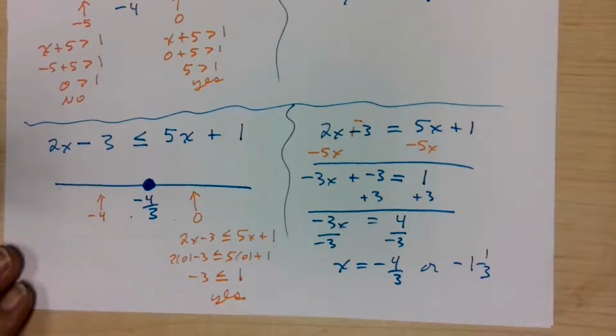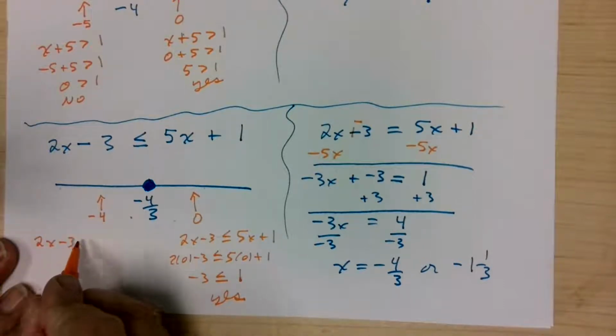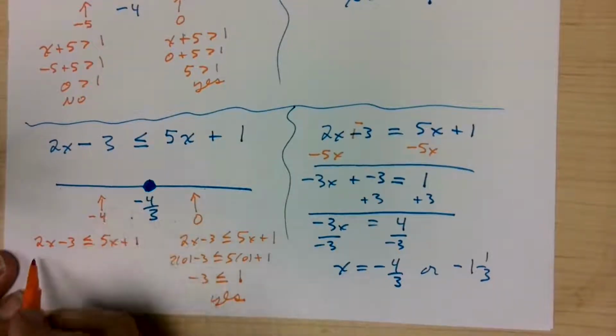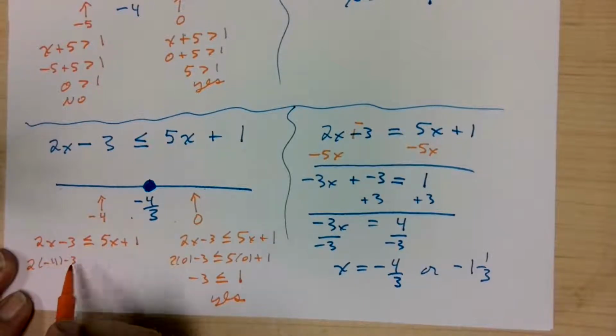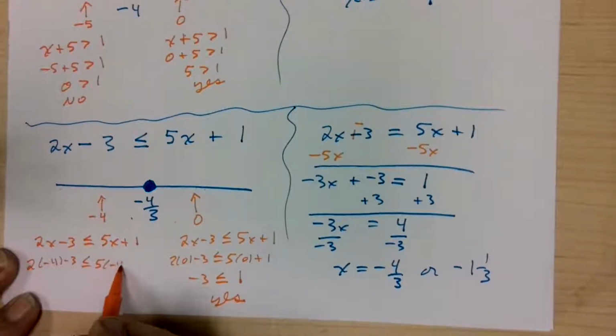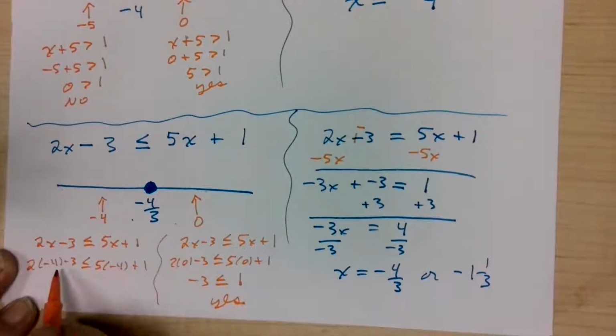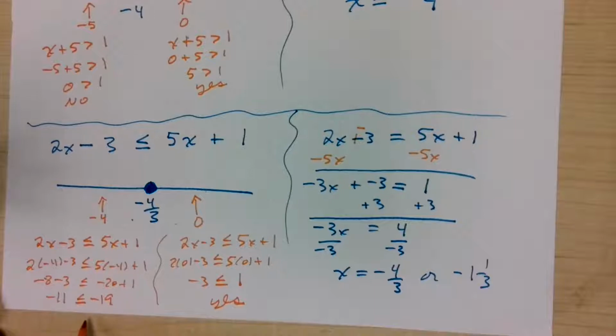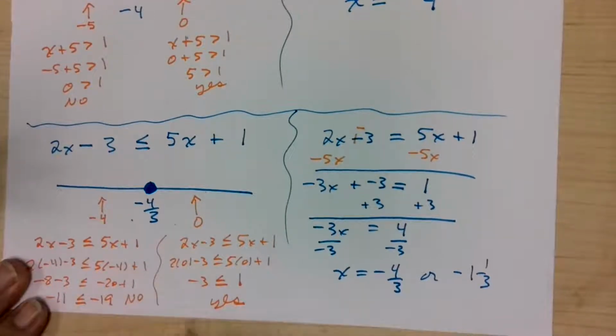Let's quickly do the other side. 2x minus 3 less than or equal to 5x plus 1. We're going to see if that's true. We're going to plug negative 4 in. 2 times negative 4 minus 3 is less than or equal to 5 times negative 4 plus 1. 2 times negative 4, negative 8, minus 3. Is that less than negative 20 plus 1? Negative 8 plus negative 3 is negative 11, less than or equal to negative 19. Is owing $11 worse than owing 19? That's no. And typically one of them is going to be yes and one of them is going to be no. So we'll go ahead and shade the right side there.